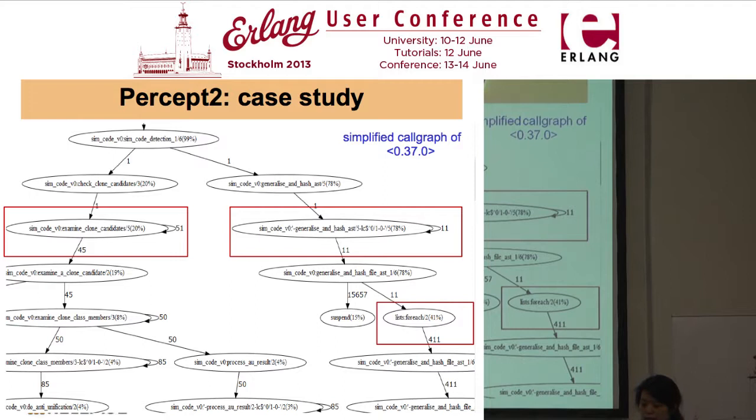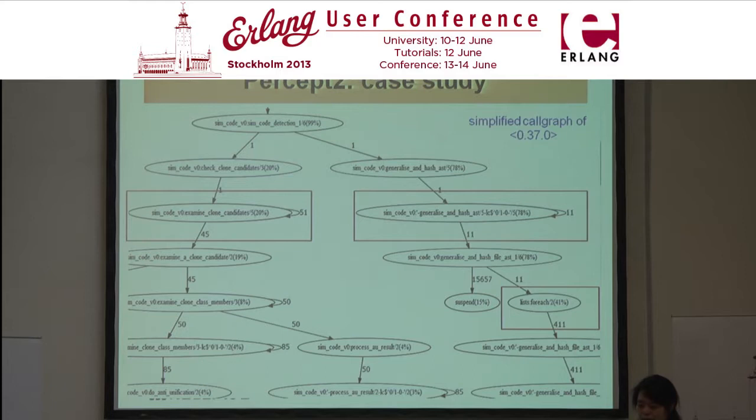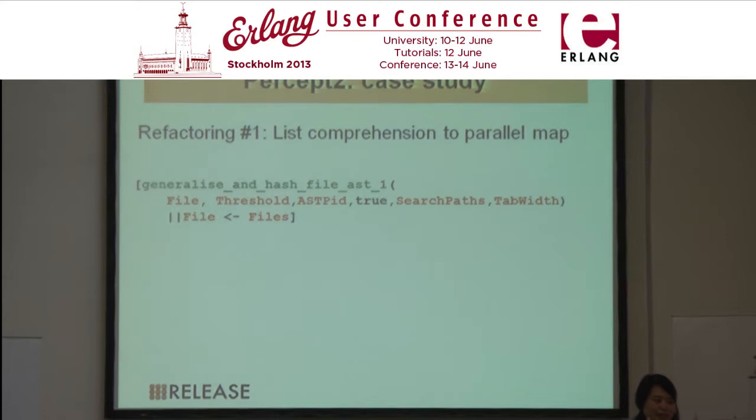Then you look at your code and ask, can I parallelize this part? Can I improve it? For this list comprehension, some cases can be quite simple. You just do a very simple transformation, and it's done. This is the actual code, the list comprehension. It takes a list of files and profiles, parses, hashes and generalizes the AST. So very easily we can change the list comprehension to a parallel map.